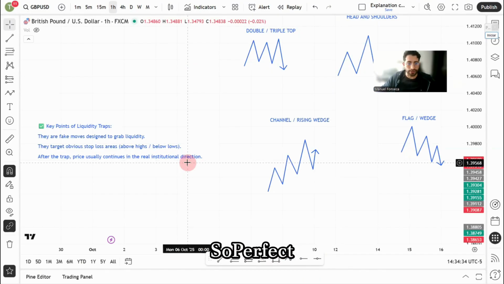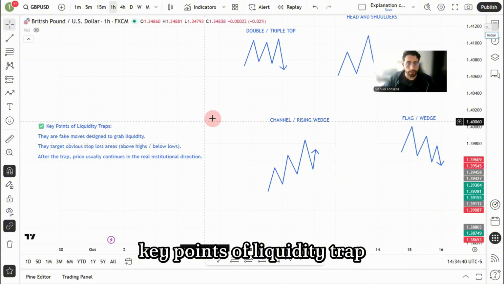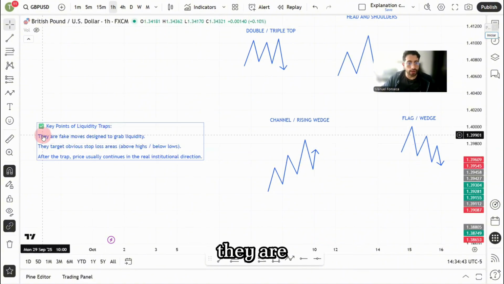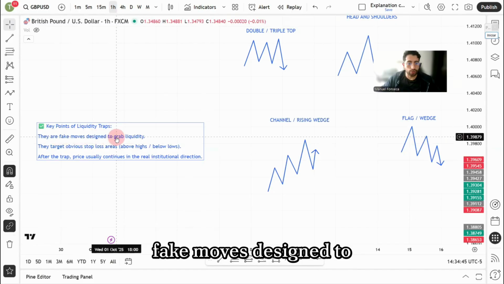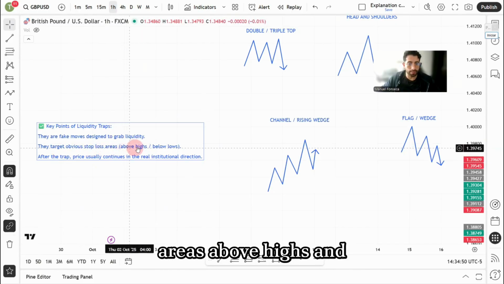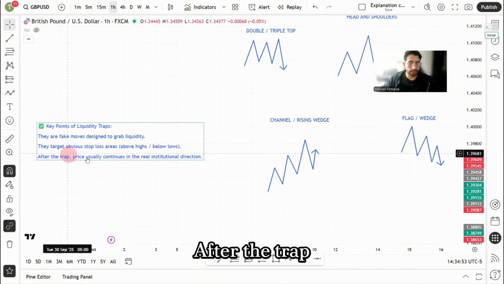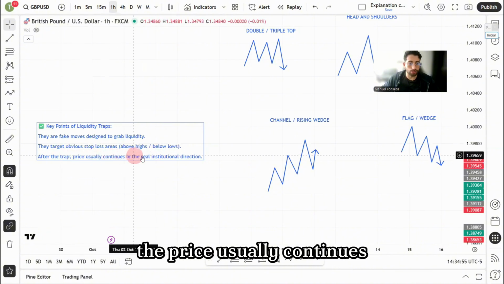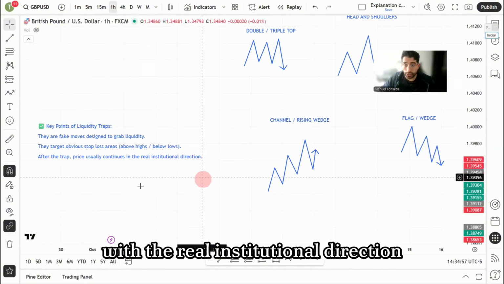You are here watching. Perfect. Now let's see in this moment the key points of a liquidity trap. We already know this, okay? They are fake moves designed to grab liquidity. They target obvious stop loss areas above highs and below lows. After the trap, the price usually continues with the real institutional direction, okay?